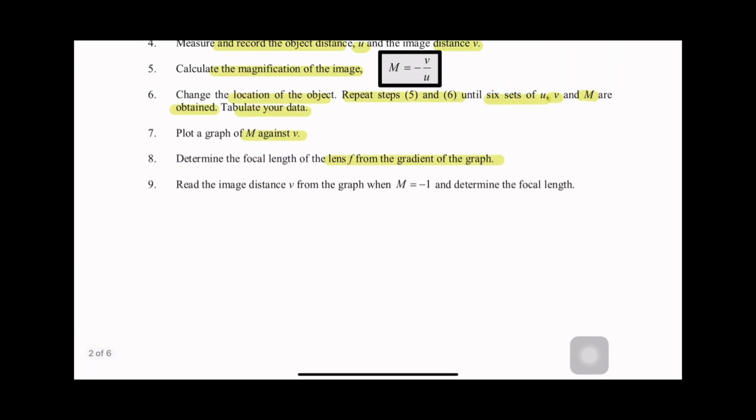Okay, so next itu adalah focal length yang kedua. Then kemudian for step number 9 is read image distance V from the graph when M is equal to negative 1 and determine the focal length. This is focal length number 3. It comes from extrapolate graph. Okay, graph maksudnya awak ada graph M versus V. So you kena cari M negative 1.